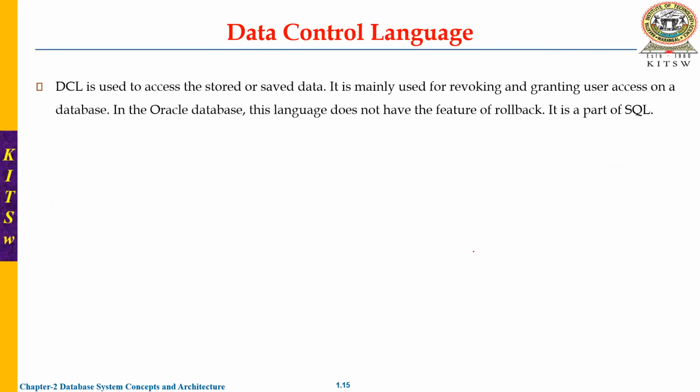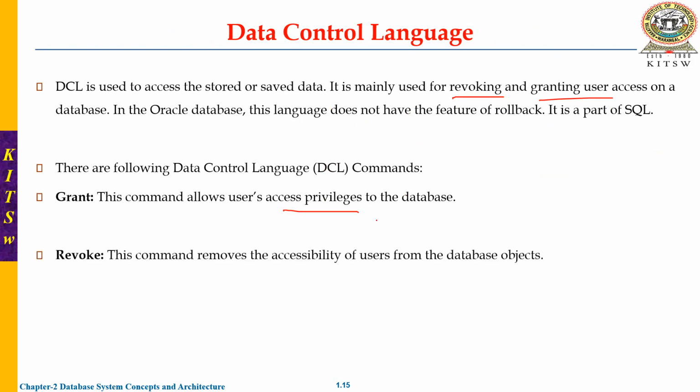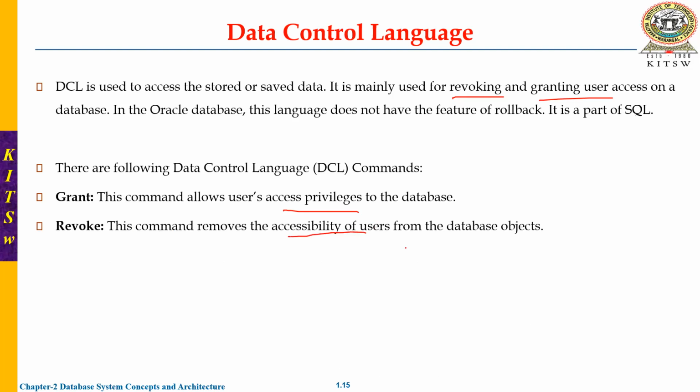Data control language is used to access the stored or saved data. It is mainly used for revoking and granting users access on a database. In the Oracle database, this language does not have any features like rollback. It's a part of SQL. So there are commands like grant, which allows users access privileges to the database, and revoke, which removes the accessibility of users from the database objects.